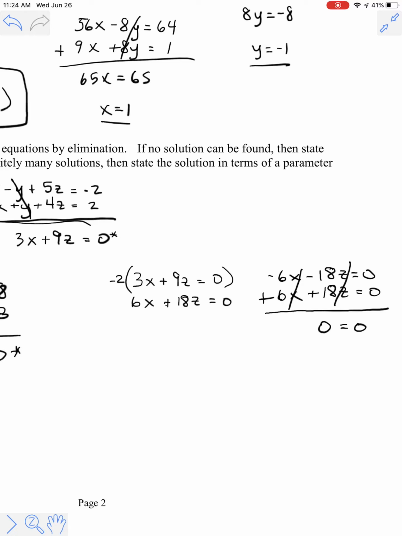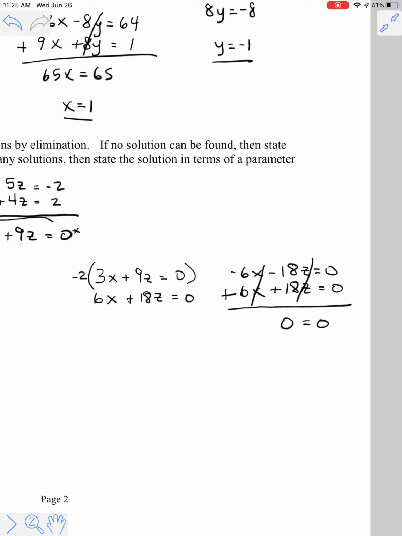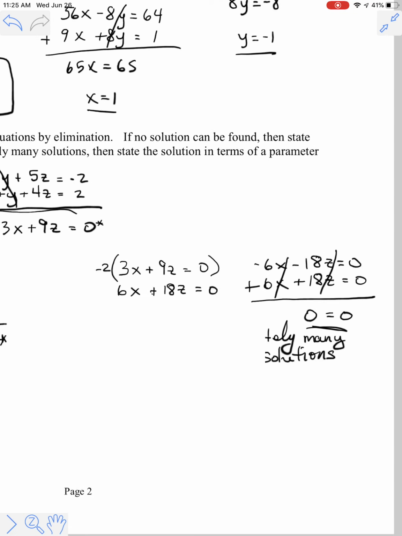All the variables cancel, so there is not going to be a unique solution to this. There's no variables left to solve for, but we have a statement that 0 equals 0. It's a true statement. This is an indication that there are infinitely many solutions. So on an exam, I would need to see this statement that 0 equals 0 implies there's infinitely many solutions. So that's part of it.